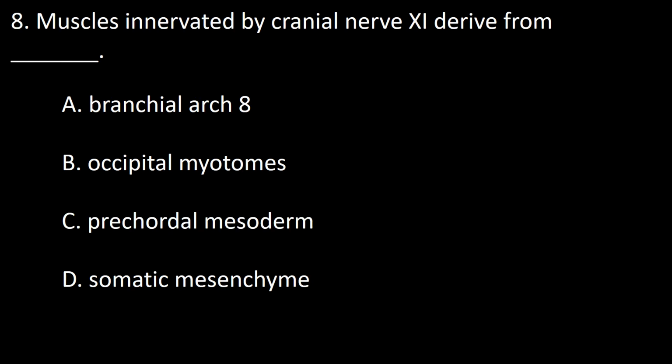Next question. Muscles innervated by cranial nerve 11 derive from A. Branchial arch 8, B. Occipital myotomes, C. Precordal mesoderm, D. Somatic mesenchyma.